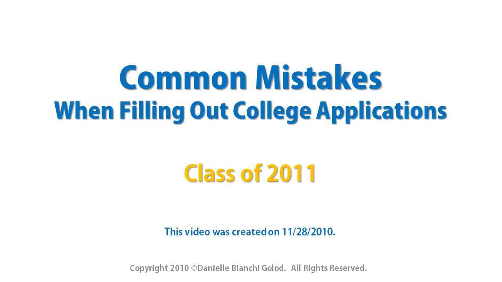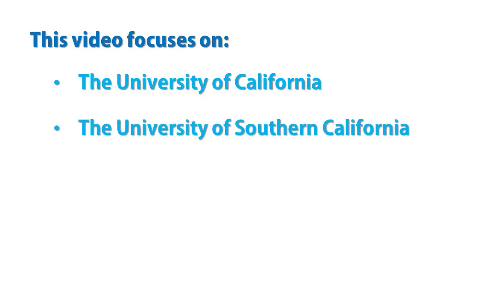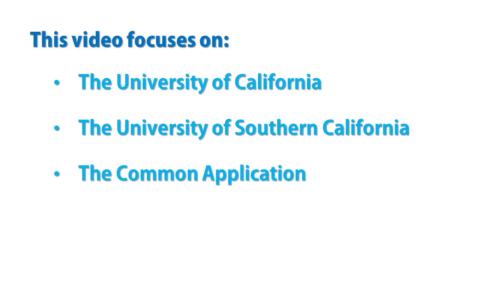I wanted to go over some common mistakes students make when filling out college applications. Right now, a lot of my students are working on applications for the UC, the University of California system, which is due end of November, the University of Southern California, USC, which has an early scholarship option due December 1st, and then many students working on the Common Application.